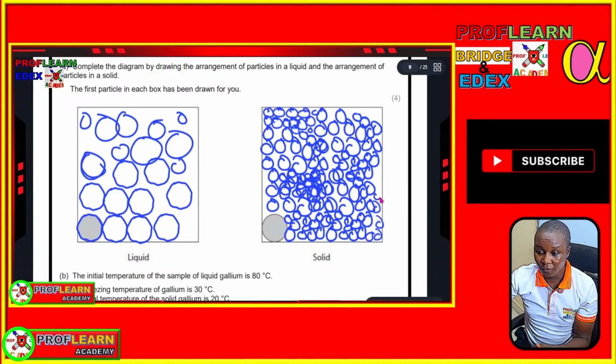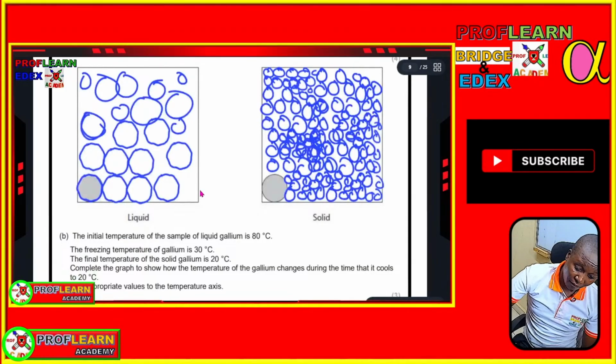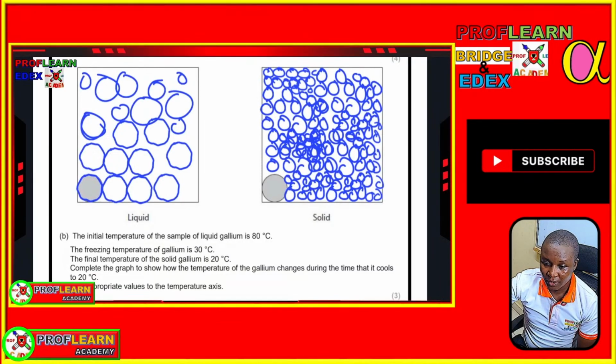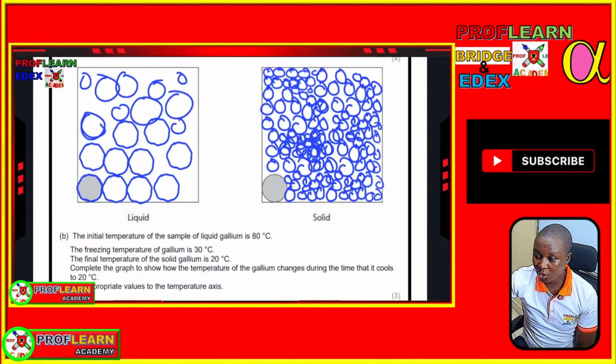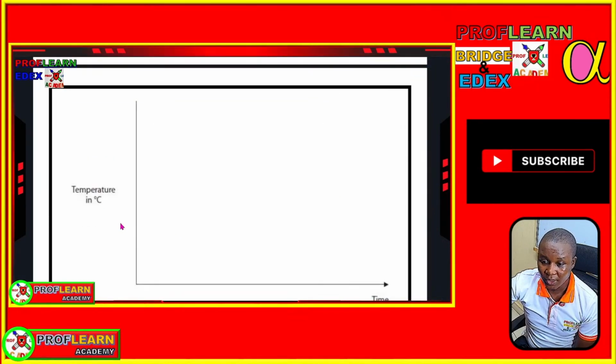So you can see for solids, they are closely packed, and that is why solids usually have what we call a high density, because the particles are closely packed. There are many, and they vibrate in fixed positions. So basically, if a question comes from that area, I believe you'll be in a position to answer it and write the arrangement.